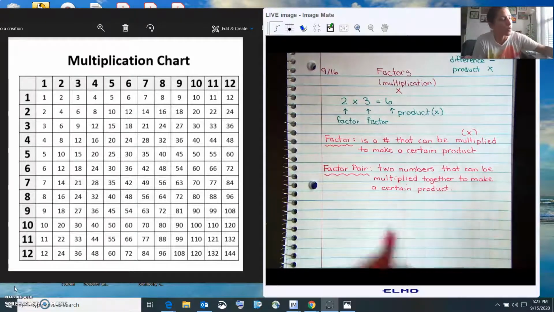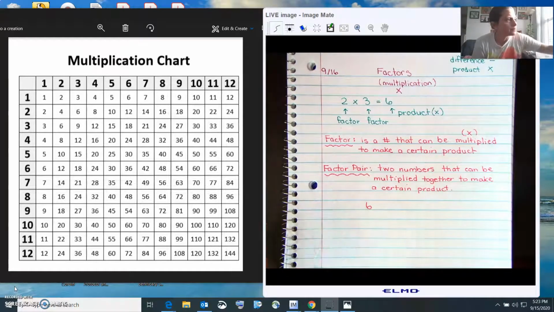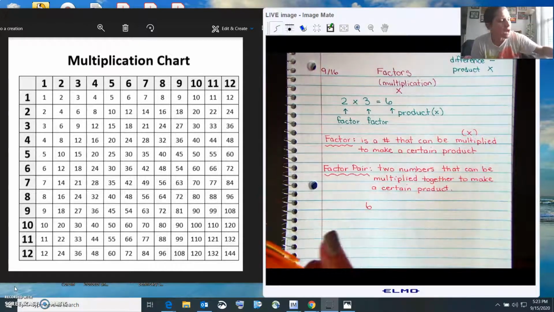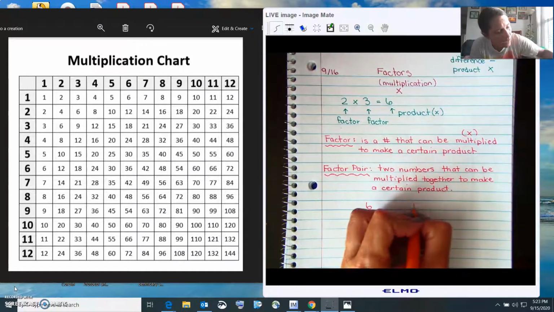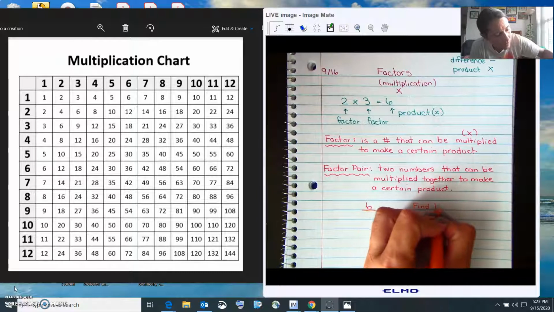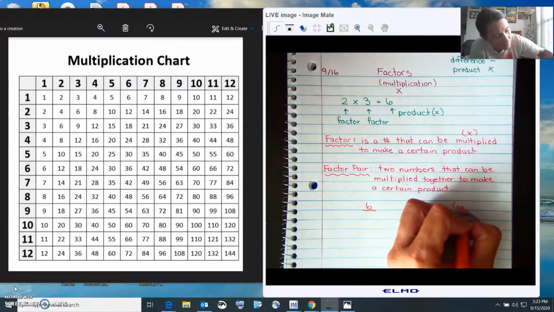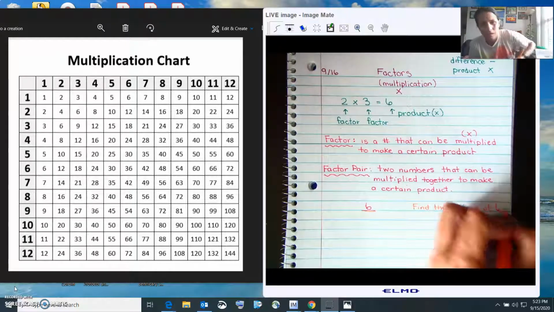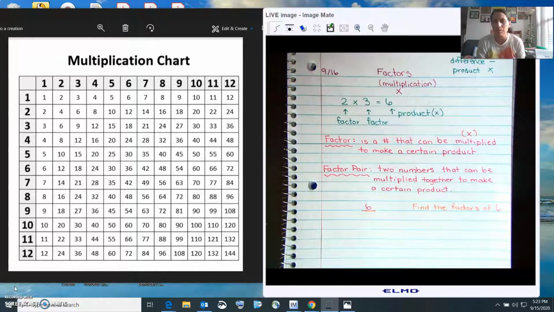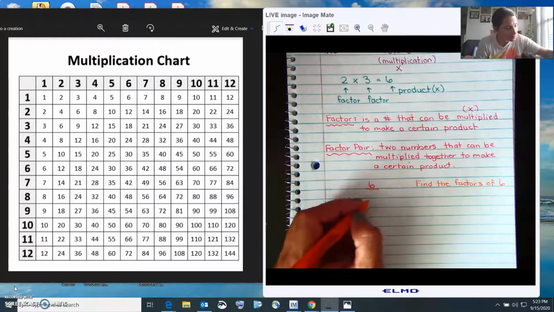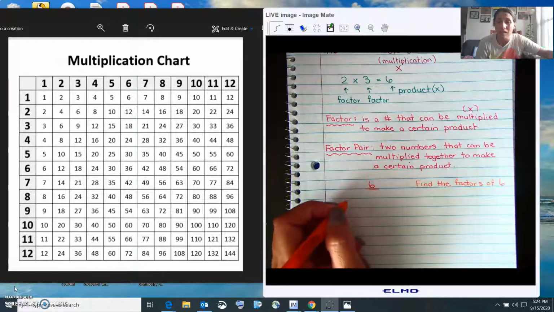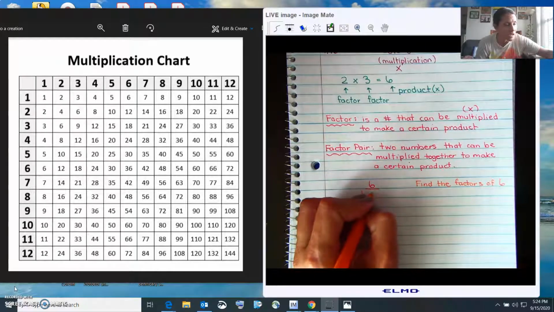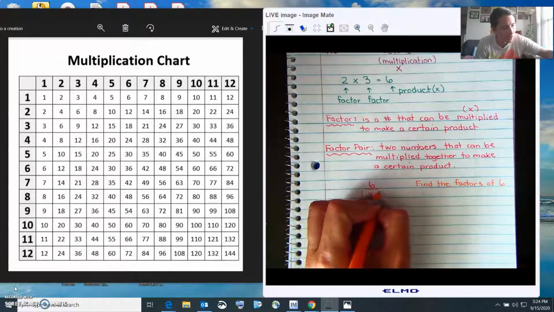Okay, so for example, we're going to take the number 6. With the number 6, my directions are to find the factors of 6. So that means find all the numbers that multiplied equal 6. Okay, so how we do this is we're going to make a chart here. We always start with the number 1, because 1 times that number is always going to be the number.